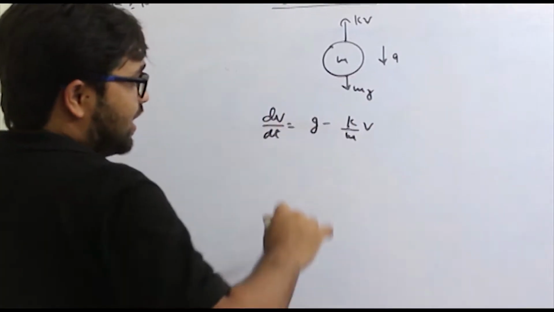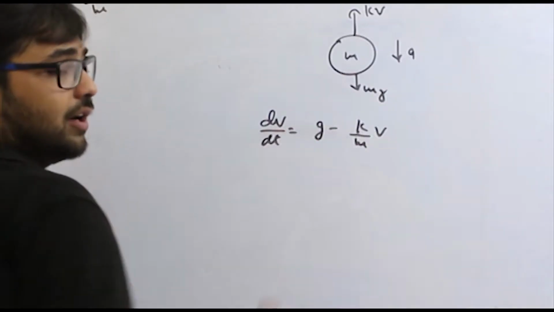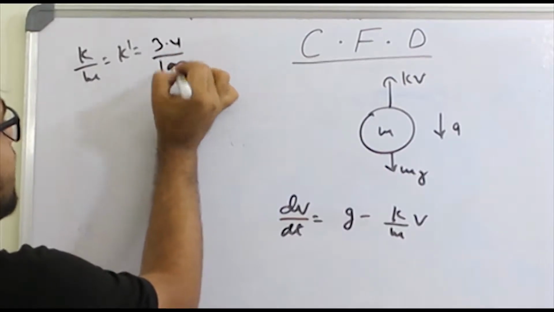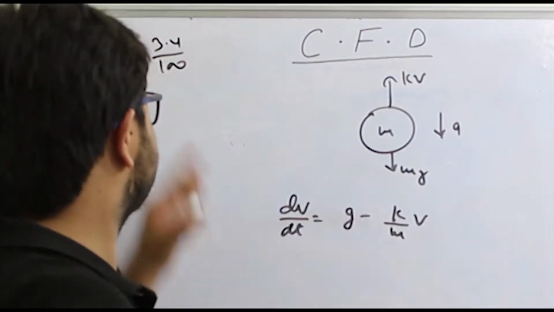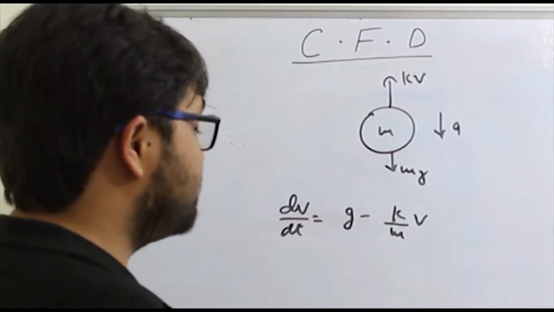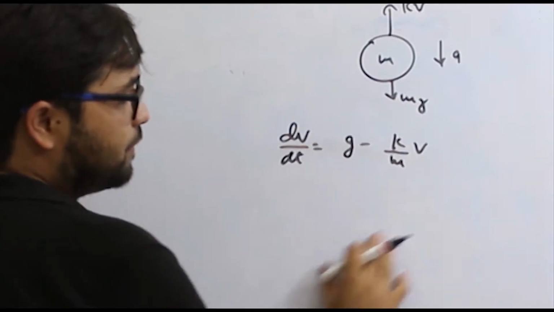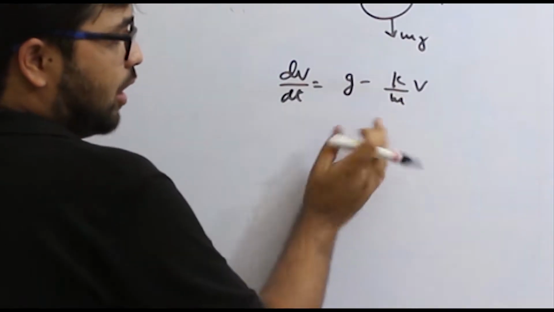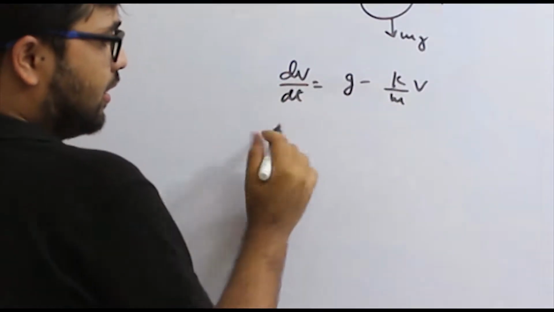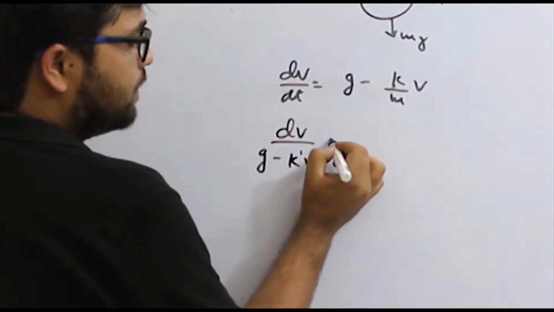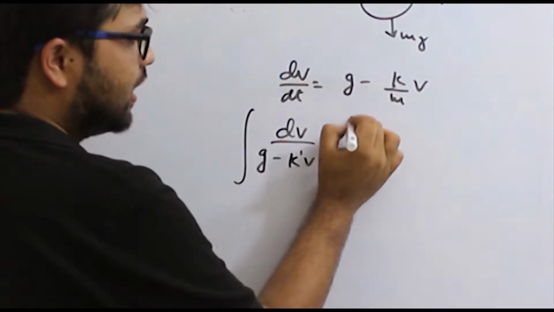Anyways, with the values plugged in, this value was 3.4 by 100, or 3.4 into 10 power minus 2. I just write it like this, it makes me calculate easily. So this is what we have. Now this is k dashed. Now this whole part I'm going to write here, and this equation becomes dv upon g minus k dashed v is equal to dt. Now we will integrate both sides.